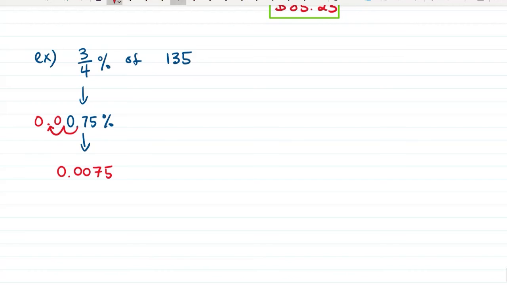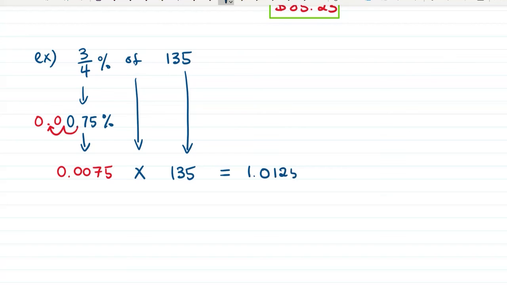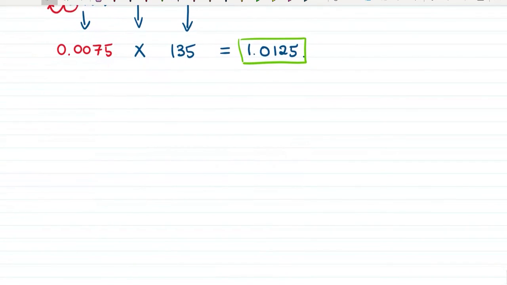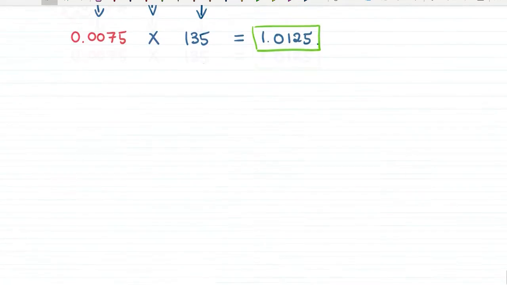And of will be translated to multiplication, and 135 will be used as it is. So 0.0075 times 135 is 1.0125. And that is the answer. Pretty simple. And let's finish today's lesson with one last example.